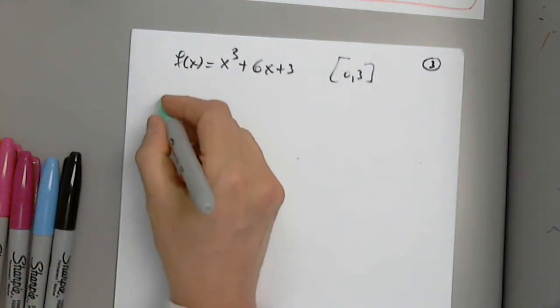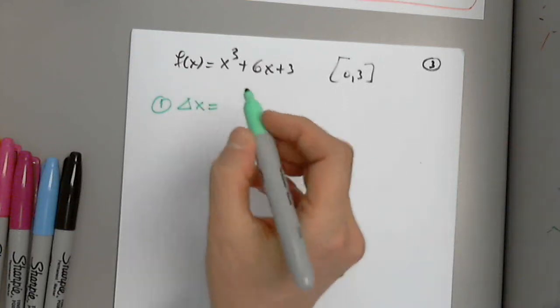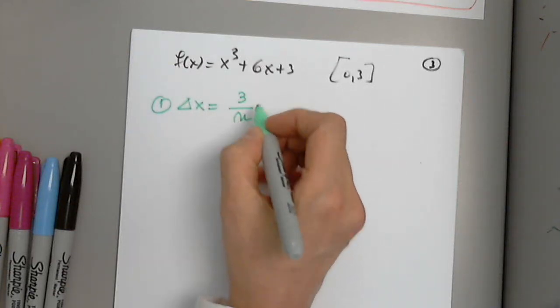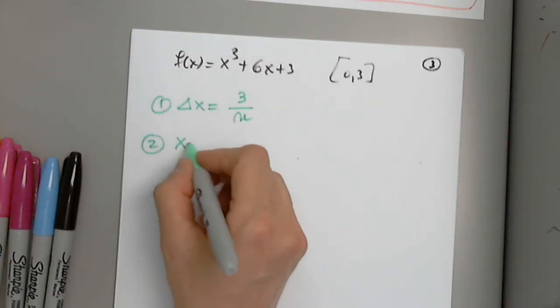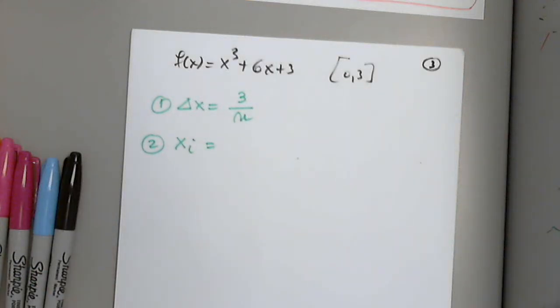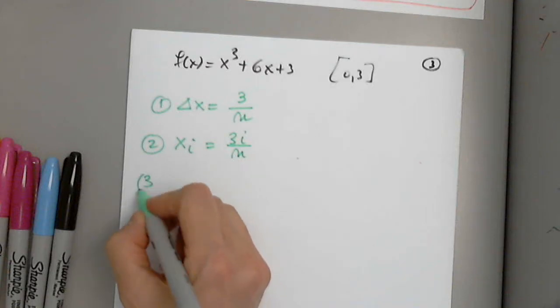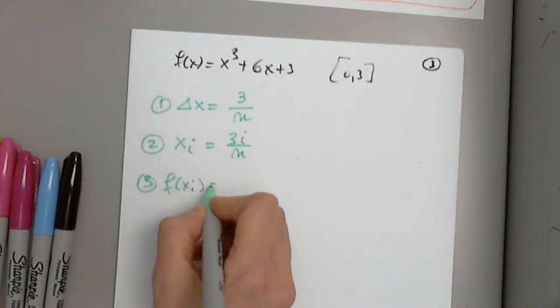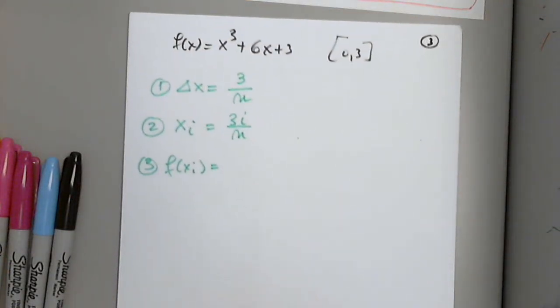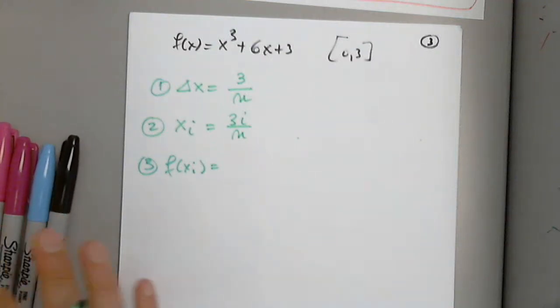Can anyone give us delta x? 3 minus 0 over n. Excellent. Can anyone give us xi? 3i over n. Very good. Can anyone give us f of xi? Just the preliminary step. Not all the calculations just yet, just for everyone to see.